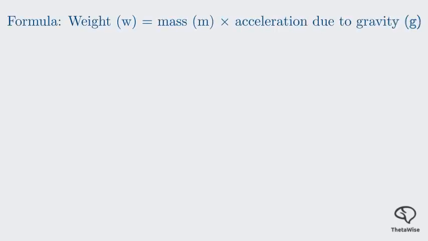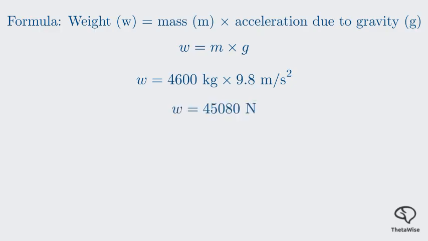First, let's determine the force of the load. We can calculate the weight of the load using the formula: weight W equals mass times the acceleration due to gravity, g. We will use g as 9.8 meters per second squared. Substituting our values, the weight is 4,600 kilograms times 9.8 meters per second squared. This gives us a load force of 45,080 newtons. We've now converted the mass to a force.